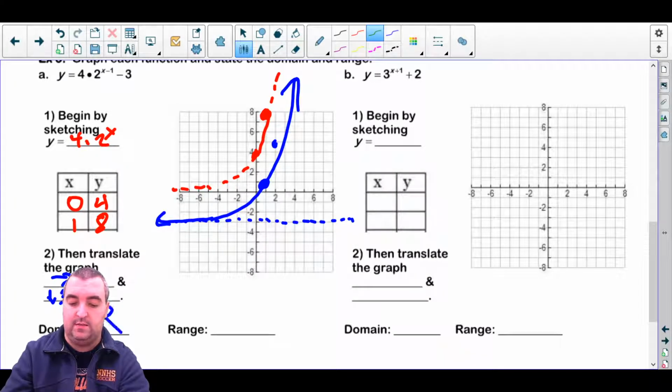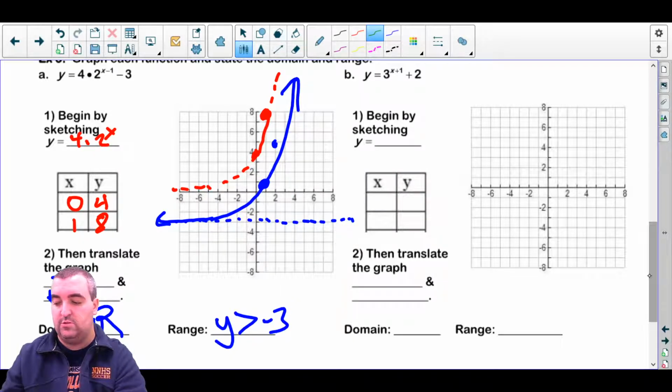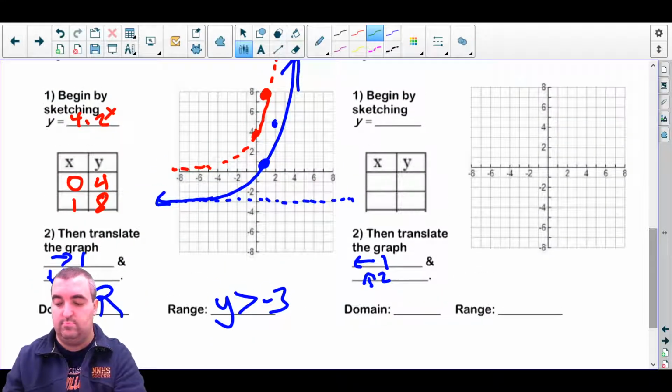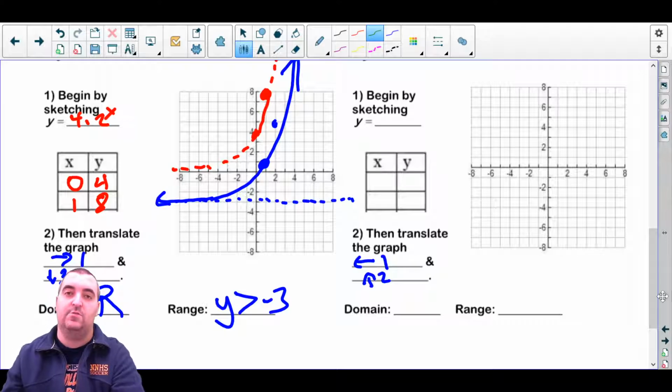Hey, once again, all real numbers for my domain. The range now, though, it's still greater than something, but it's no longer greater than 0. It's greater than -3. Okay? I want you guys to try letter B. Same idea. It is +1, so you're actually going to shift it to the left 1 and then up 2 when you actually finish this graph. So left 1, up 2. And that won't change your domain, but it'll change your range and then obviously how your graph looks.